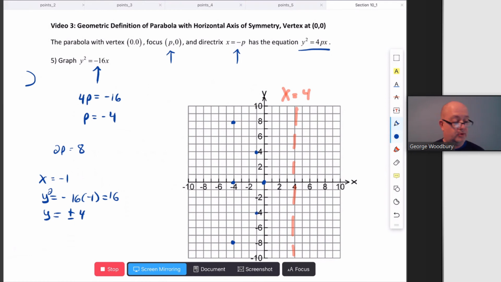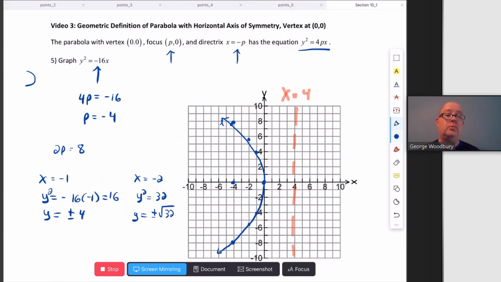I could do it with x equals negative 2 as well, but I'm going to have to use my calculator. Y squared would equal 32, negative 16 times negative 2. And when I take the square root of 32, I could go to my calculator, but I'm going to tell you that it's roughly 5.6, plus or minus 5.6. So about here, negative 2, negative 5.6 about here. Now, we've got a lot of points to use to come up with a rough sketch of that parabola.